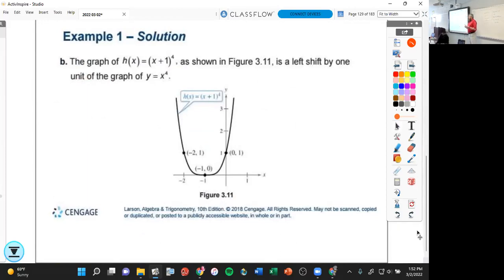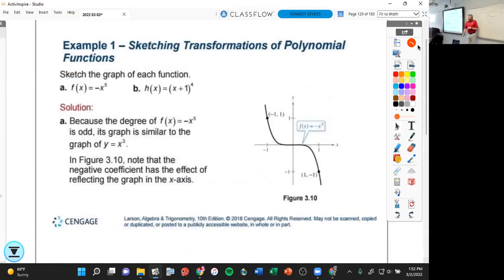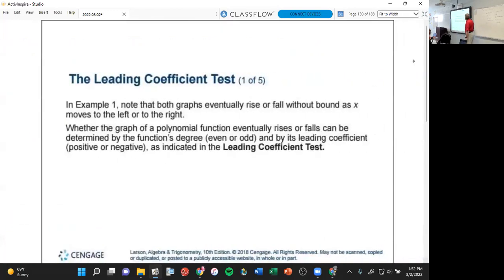That makes sense? So if it's even, you're working in pairs. They're either both going up or they're both going down. When we're talking about odd, we're talking about individuality. They're doing their own thing. One's going down, one's going up, or one's going up, one's going down. Okay? That's end behavior.